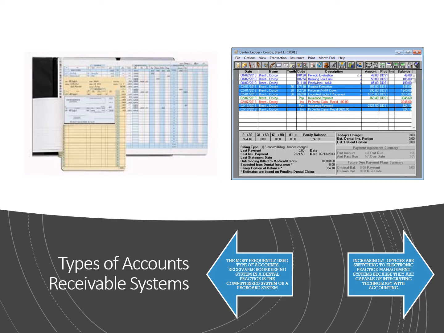There are 2 types of accounts receivable systems, a pegboard system or a computerized system. The pegboard system is shown on the left. This is a manual system that uses a daily journal, ledger card, and receipt to manage each transaction. On the right is a computerized system. It is estimated that 75% of dental offices are using an electronic practice management system. I have not seen a pegboard system being used in the dental offices that I have visited.